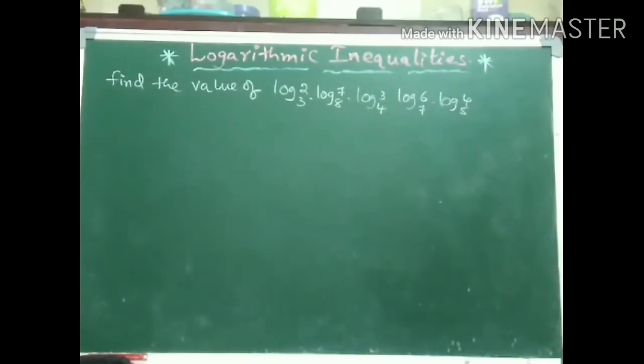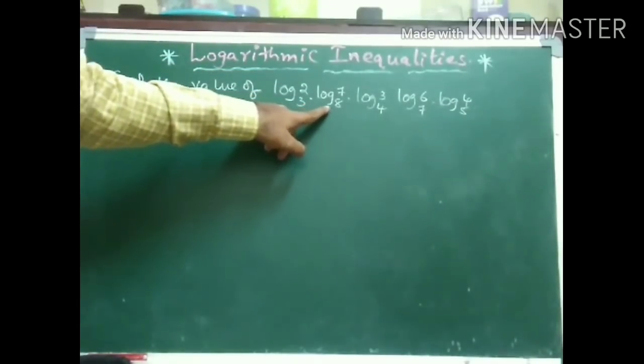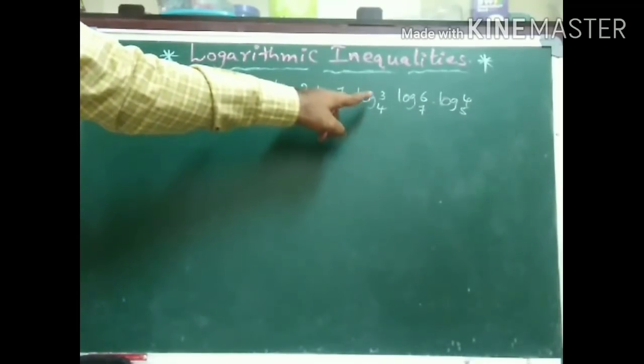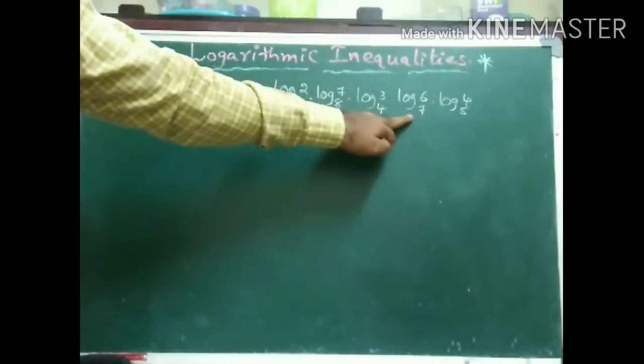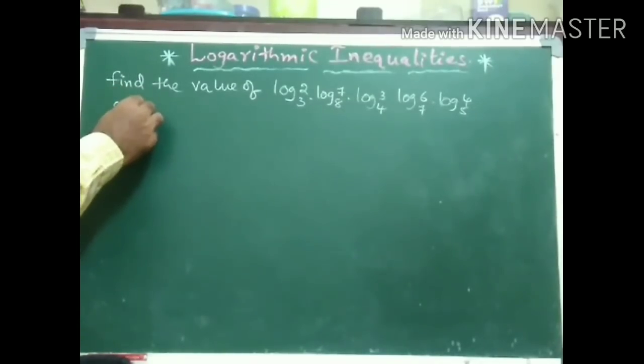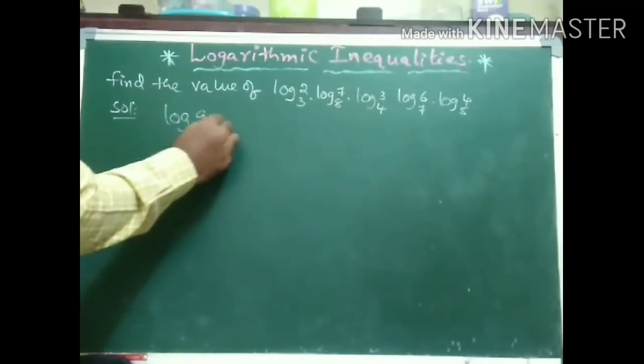So look at the next one. Find the value of log 2 to the base 3 into log 7 to the base 8 into log 3 to the base 4 into log 6 to the base 7 into log 4 to the base 5. So this is just what we discussed now, this entire problem can be solved by using this formula.